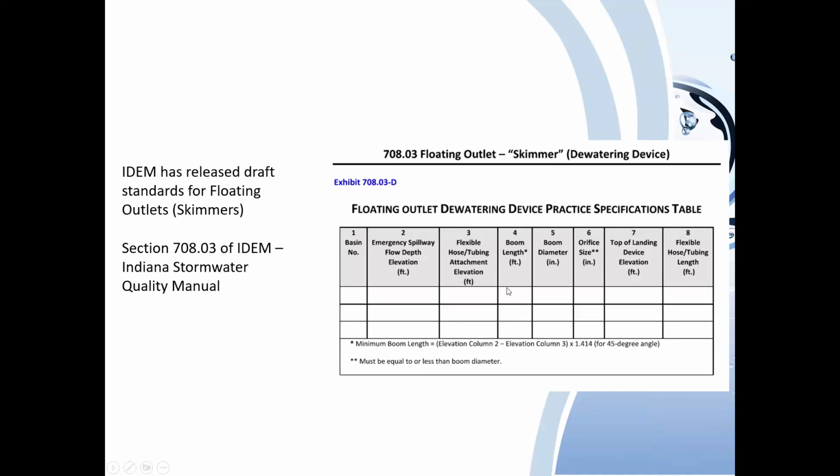The boom, or barrel as it's called, we recommend that this length be 1.4 times the height of your riser structure. That allows for that 45-degree angle, and that's the same that we have on our details.